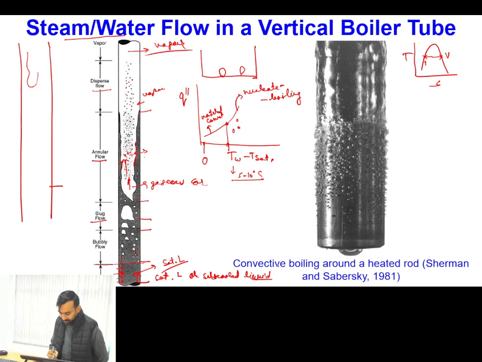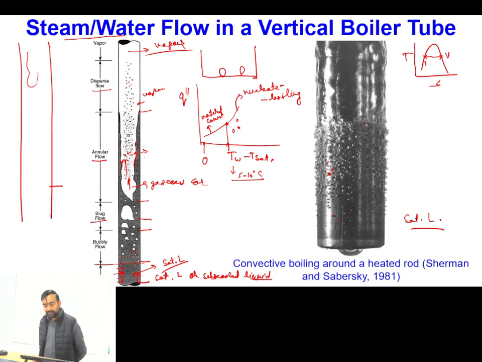This is a photograph where convective boiling around a heated rod is shown. So you have a circular rod. On this circular rod, heat is provided from the center and it is placed in, say, saturated liquid. You can see initially, particularly near the bottom, there is formation of small bubbles. All these are nothing but small bubbles, and as we move upward, the bubble formation density increases and ultimately results in the formation of this vapor film.